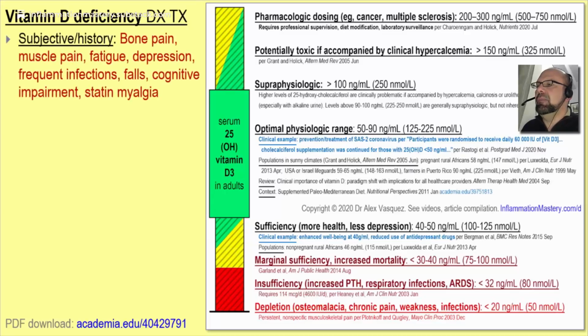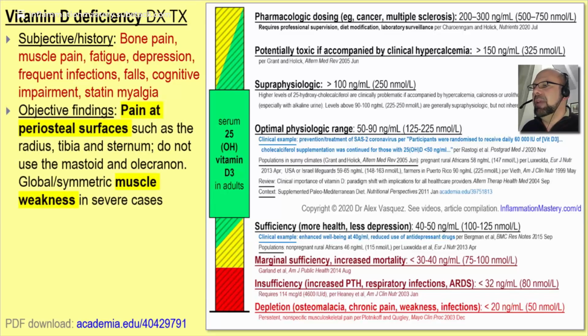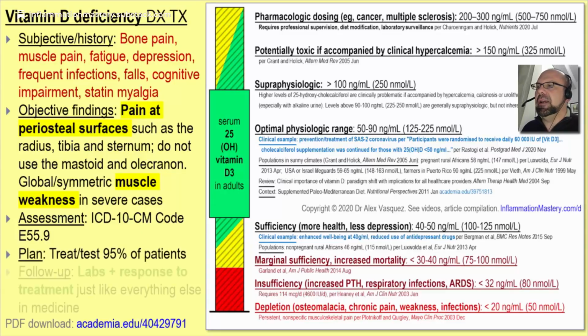Again, bone pain, muscle pain, fatigue, depression, frequent infections, falls, cognitive impairment, and statin myalgia. Pain at periosteal surfaces, such as the radius, tibia, and sternum. Also global muscle weakness. We make a conclusive diagnosis with lab tests, and then we code appropriately. Our plan is to test and treat about 95% of our patients who are deficient, and our follow-up is labs and response to treatment, just like everything else that we do in clinical practice.